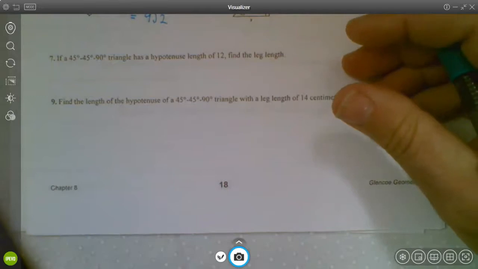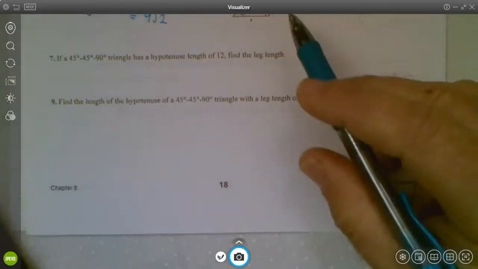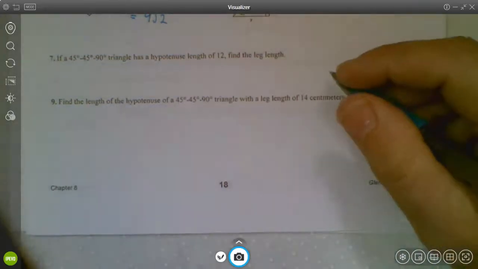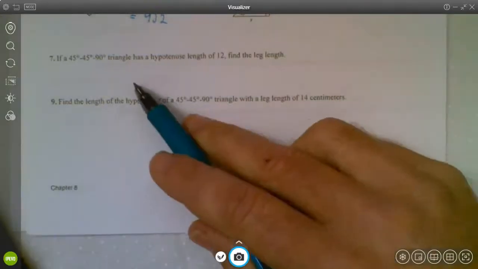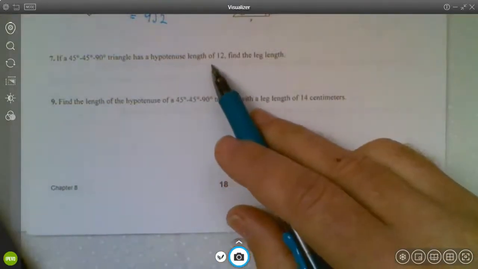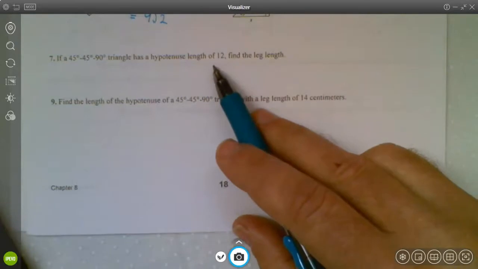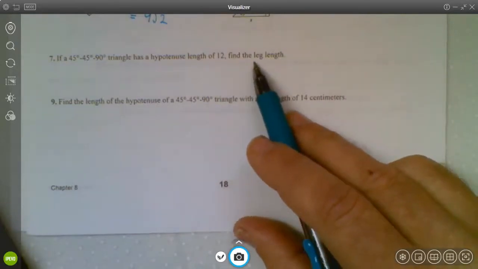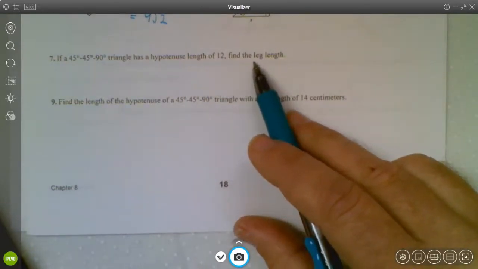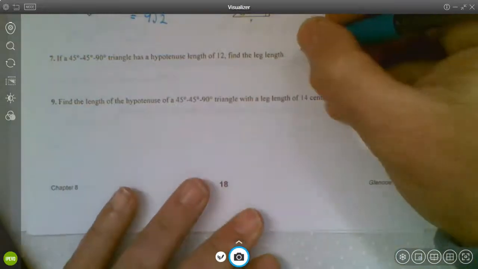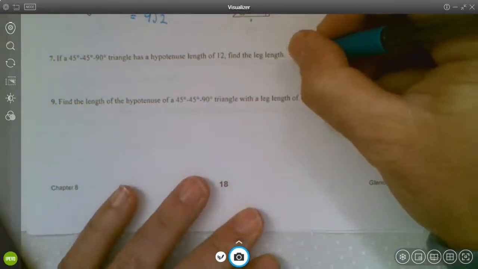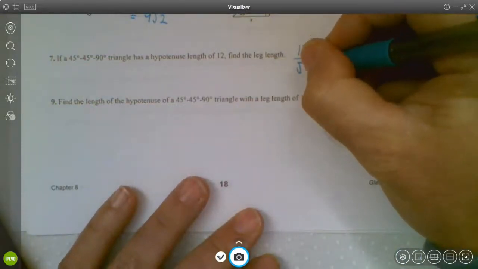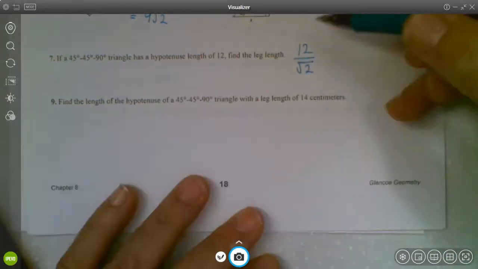So here's the same type of question, but now they're just not giving you the drawing, right? They're describing it, but we're going to do it exactly like we just did the last one. If my hypotenuse is 12, well, what did we just do to go from the hypotenuse to the leg? We divide by the square root of 2, right? So I'm going to take my hypotenuse, divide by the square root of 2, and this is really my answer.